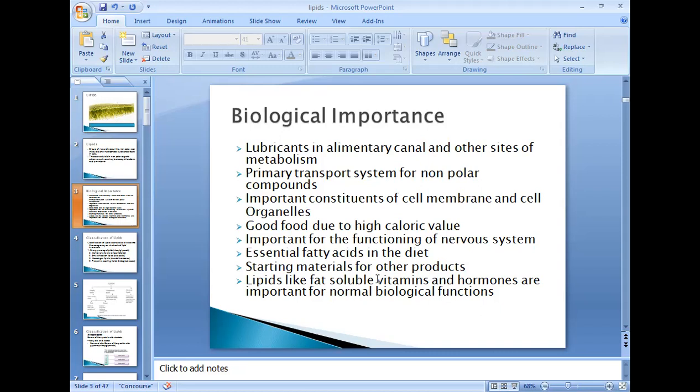Essential fatty acids are present in our diet. They also play a role in the production of various important compounds which play a vital role in normal biological functions. Lipids like fat soluble vitamins or hormones are very important for playing their biological function in our body.